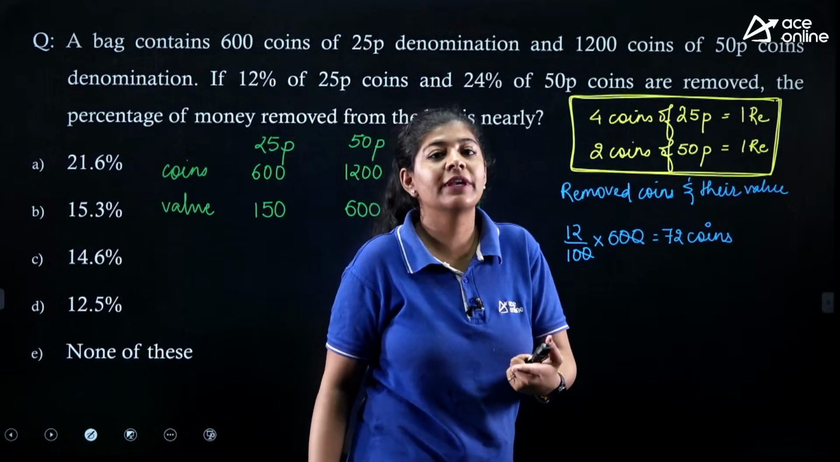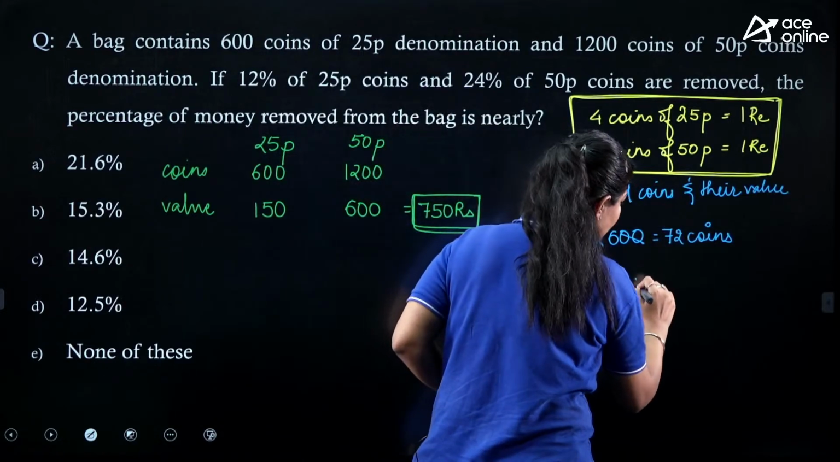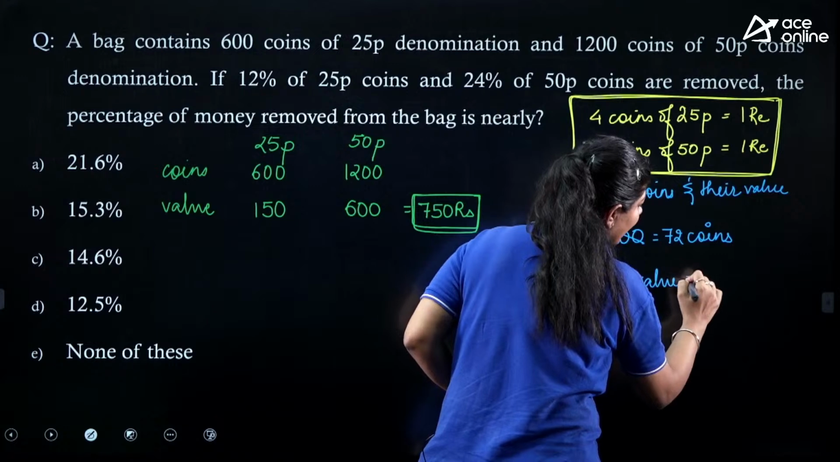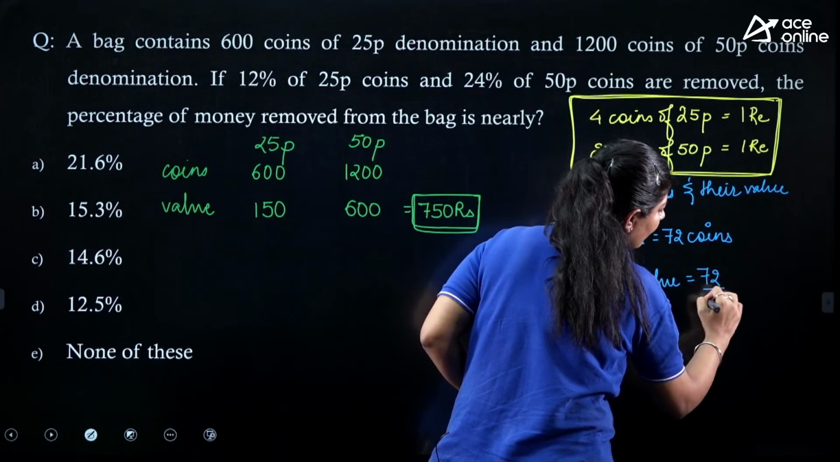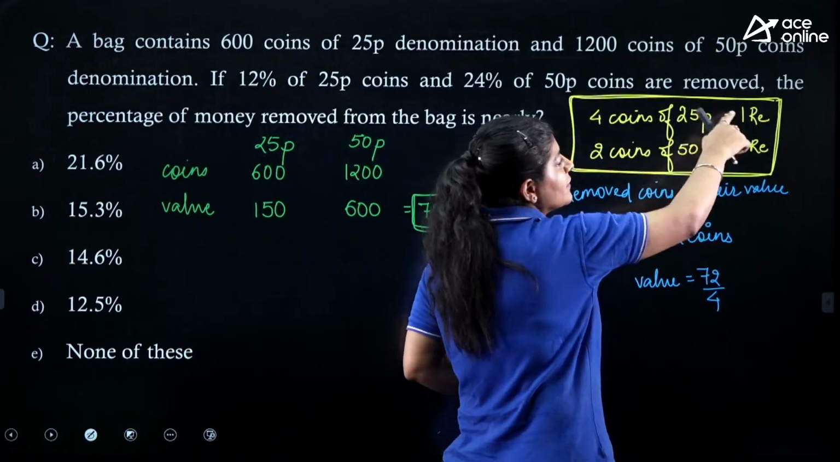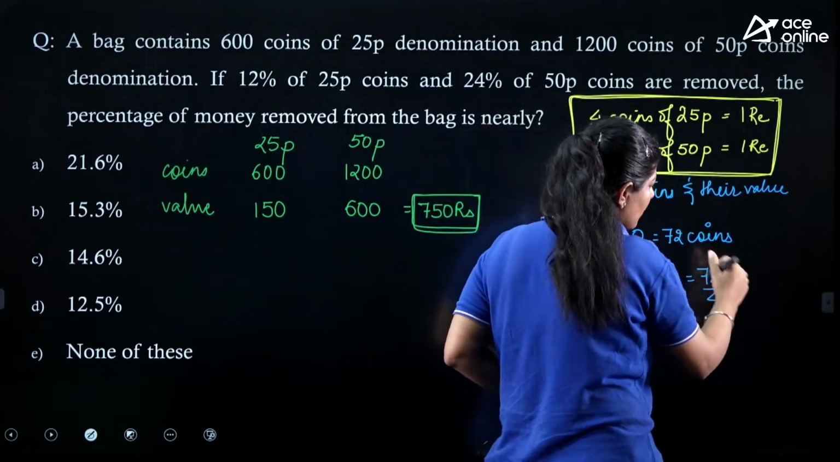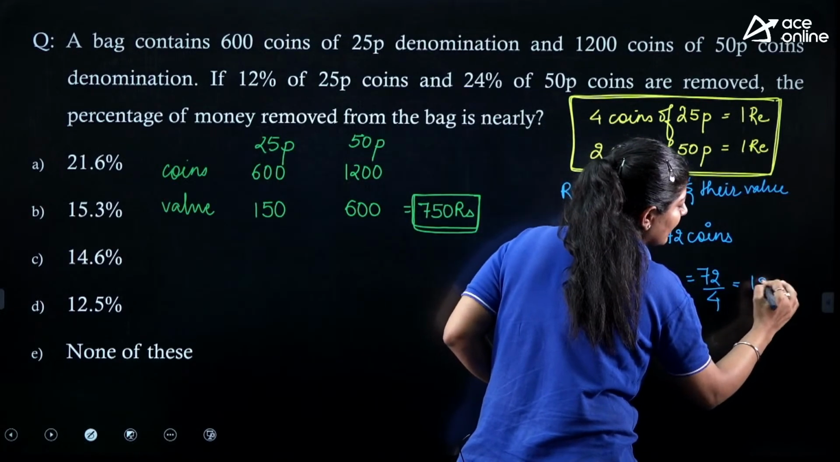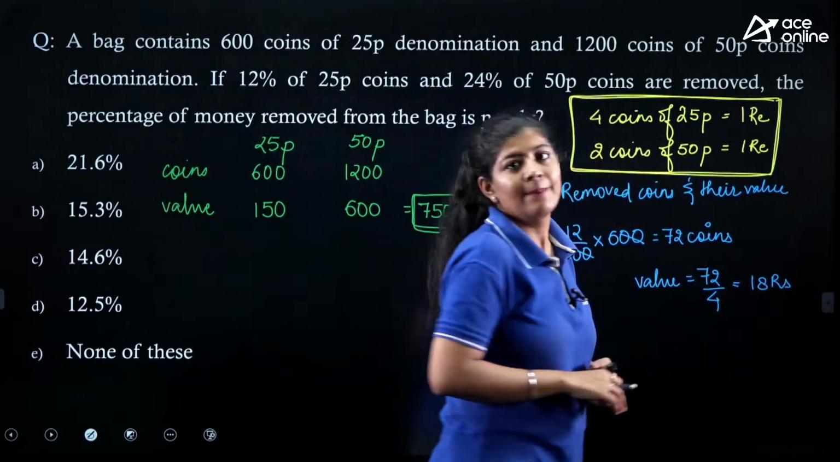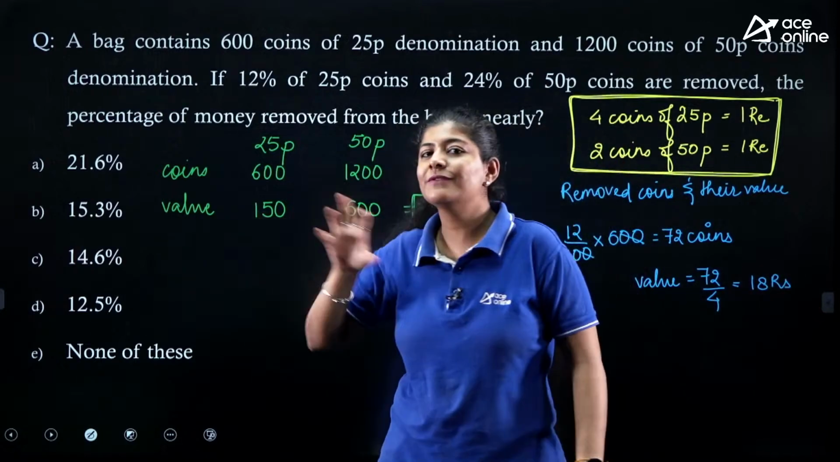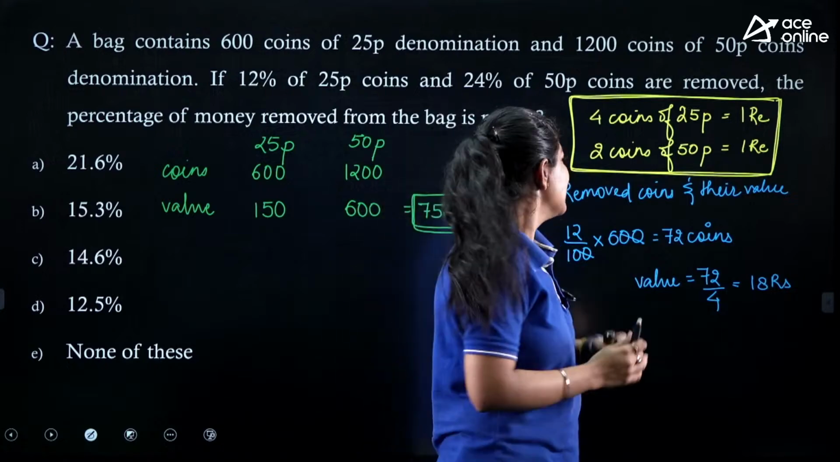But we also need to find out the value. So to find out the value, what can we do? We can divide this 72 by 4, as we know that 4 coins will become 1 rupee. So when we divide it, we get that we are removing 18 rupees. Basically, out of 150 rupees, we are removing 18 rupees from it.